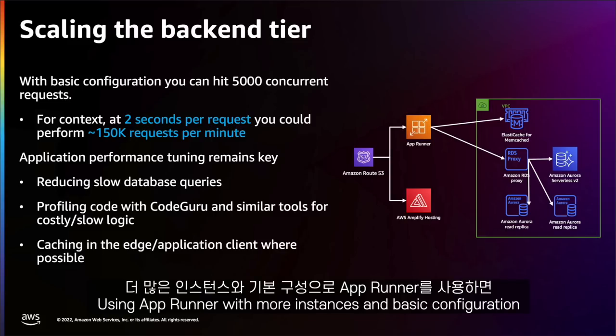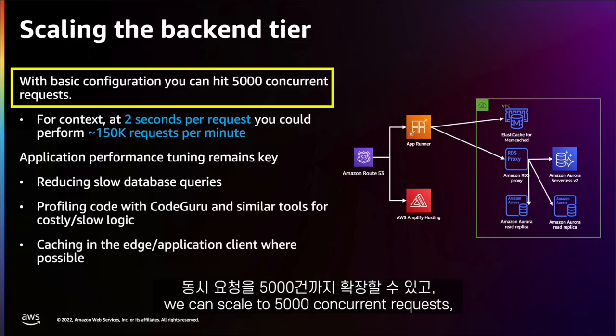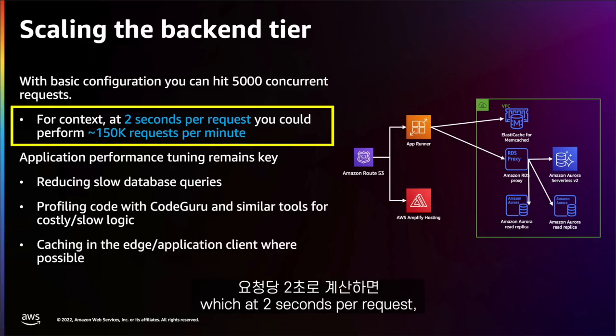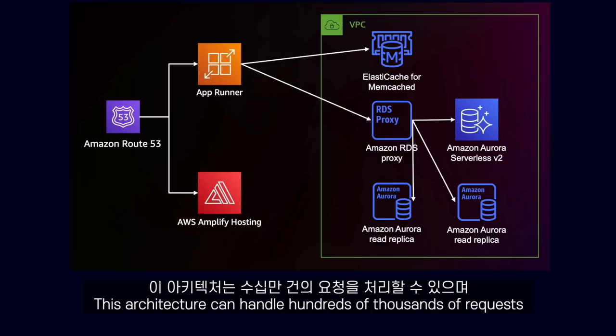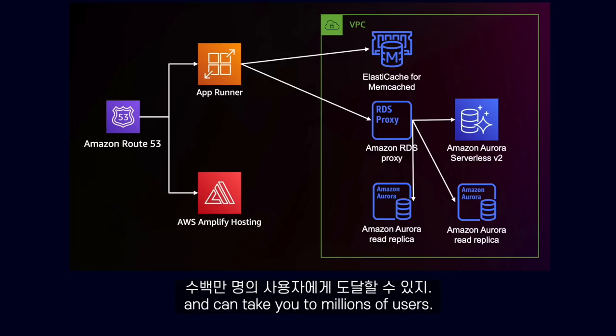Using App Runner with more instances and basic configuration, we can scale to 5,000 concurrent requests, which at 2 seconds per request will mean that you can perform more than 150,000 requests per minute. This architecture can handle hundreds of thousands of requests and can take you to millions of users.